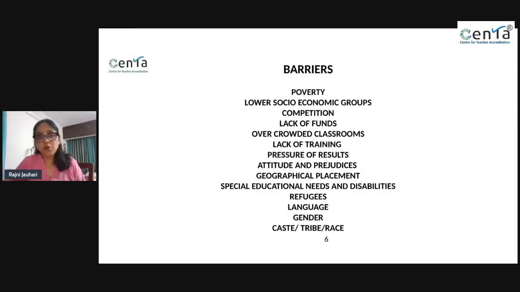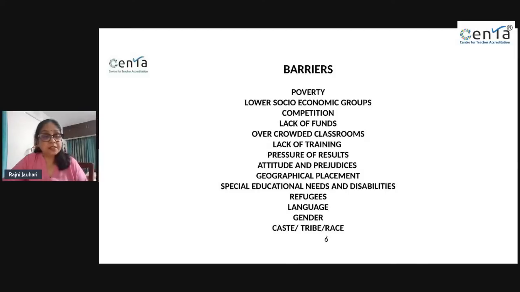So we are very board oriented. Our country is very board oriented, so that becomes a pressure. Attitude and prejudices, we have so many prejudices. Our own attitude, we don't understand what inclusion is, so that's a big barrier. We need to change in our attitude. Geographical placement, if I'm staying in a remote place, maybe there's no school over there, and maybe the school is a little far away. How will the children walk and come to that distance?